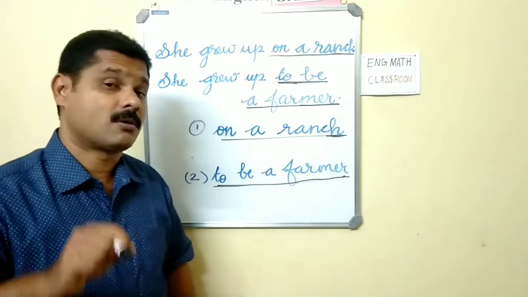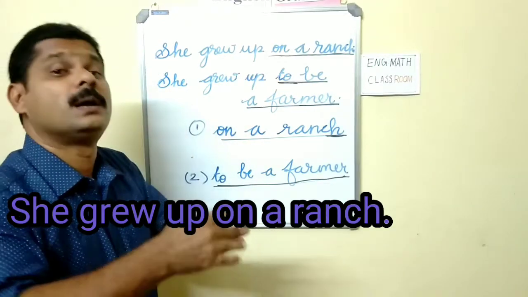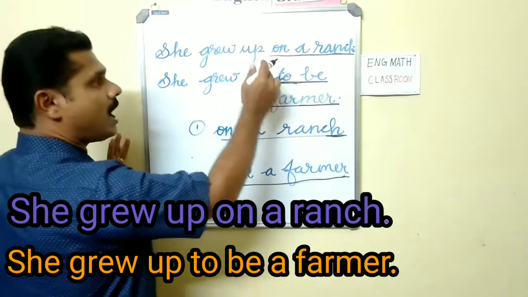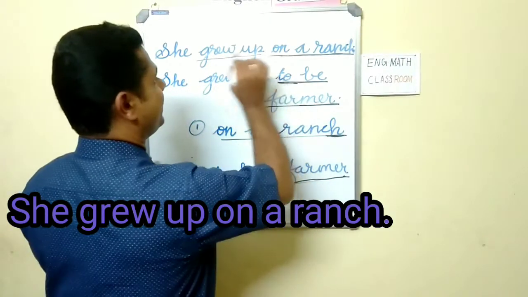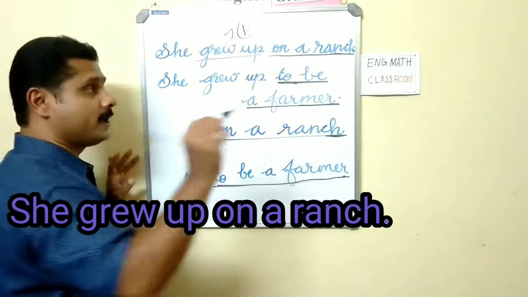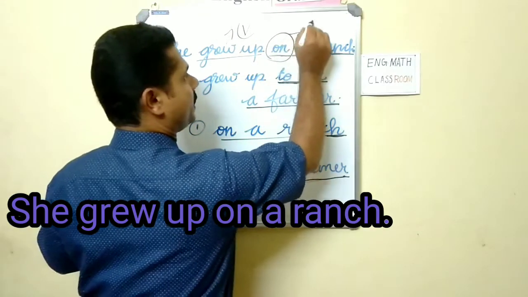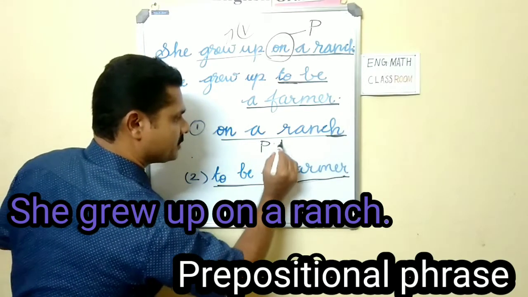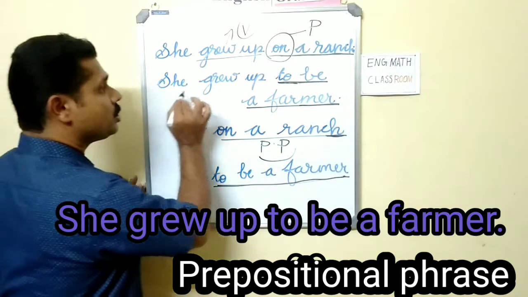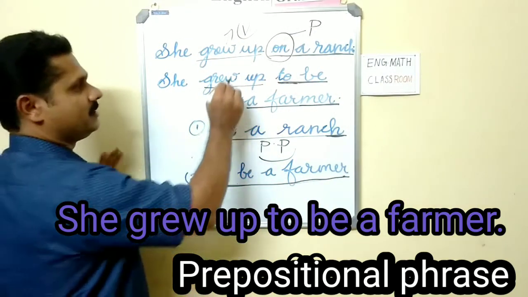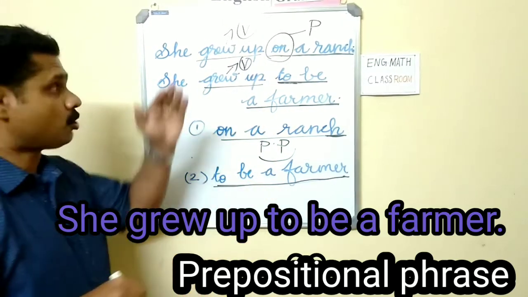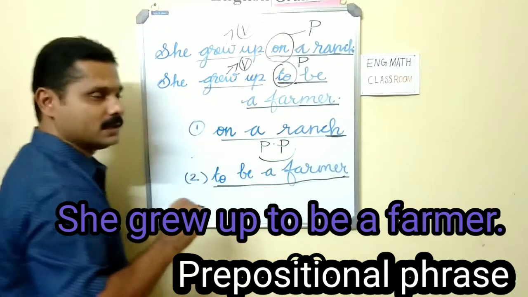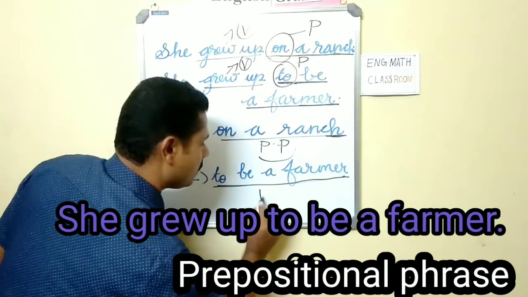Now we are going to clear the concept: intransitive verb plus adverb or prepositional phrase. Please look. She grew up on a ranch. Here, grew up is a verb, correct? Again, on. On is the preposition here, and on a ranch is the prepositional phrase. Next, she grew up to be a farmer. Same verb as in the previous sentence, and to be a farmer. To is the preposition here, and to be a farmer is the prepositional phrase.